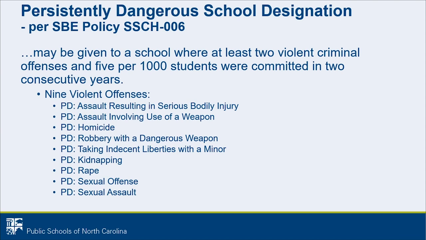The 9 violent crimes we have gone over in multiple slides can lead to a school being designated as persistently dangerous. Again, you see the list here. The persistently dangerous designation may be given to a school where there are at least two violent criminal offenses a year and a rate of at least five per 1,000 students committed in two consecutive years.